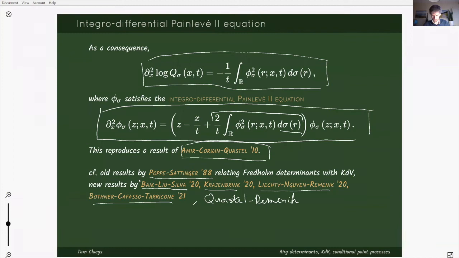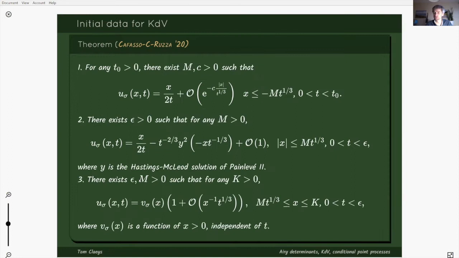So what is really something that we can do thanks to this 2x2 Riemann-Hilbert representation is studying the initial data of these KdV solutions. So that is really something less obvious. And so this is the result we obtain. And that is also the reason why I showed you in the case of the classical Tracy-Widom distribution, the self-similar KdV solution, what the asymptotic behavior of it is.